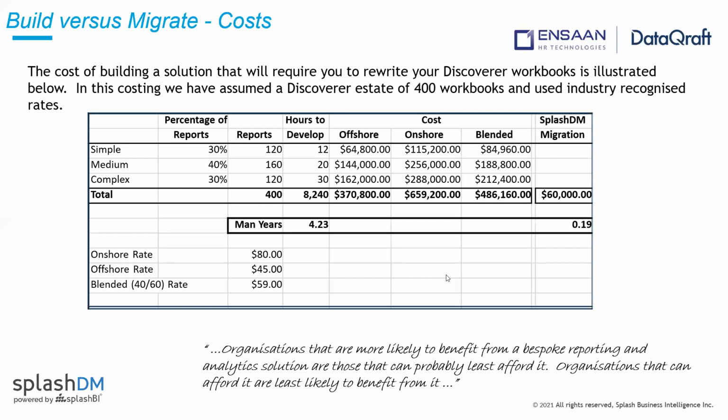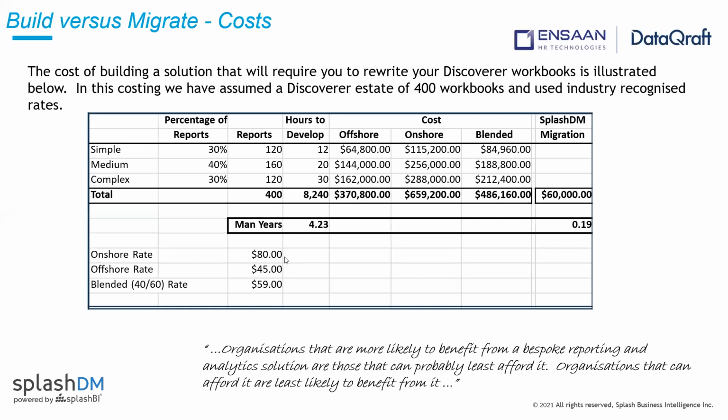Within the table here, we're showing you the offshore cost of developing those 400 reports, which is $370,000. The onshore cost, if you do it with a company based locally, is roughly 660,000, and a blended cost of 486,000. And it'll take you 8,240 hours to build those 400 reports. That's the equivalent of 4.23 man years. So with a team of 5 people, you're probably still looking at close to a year to do that migration.